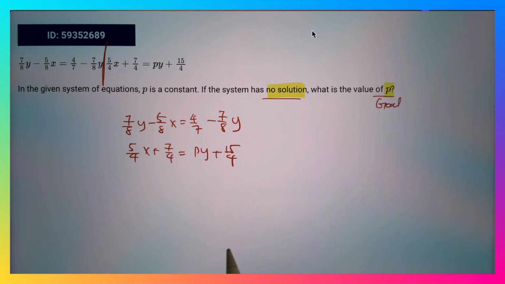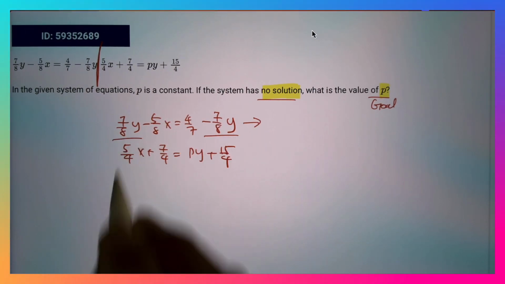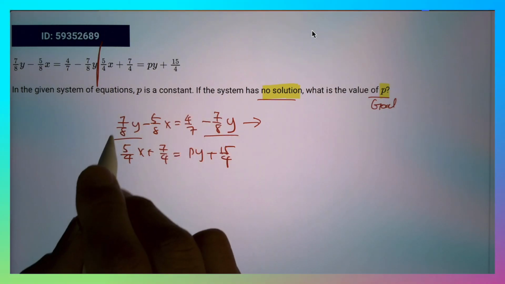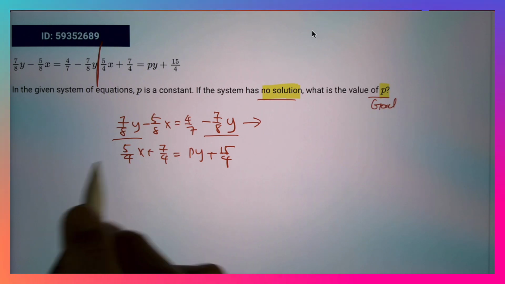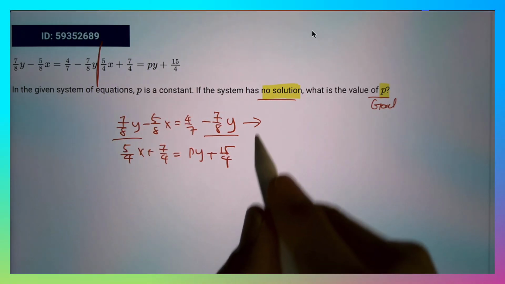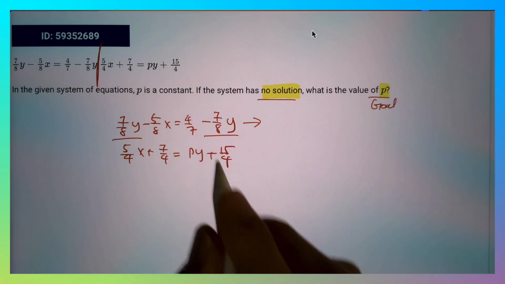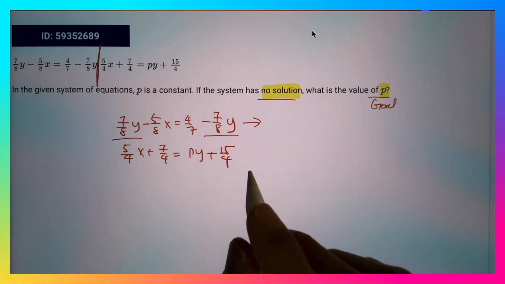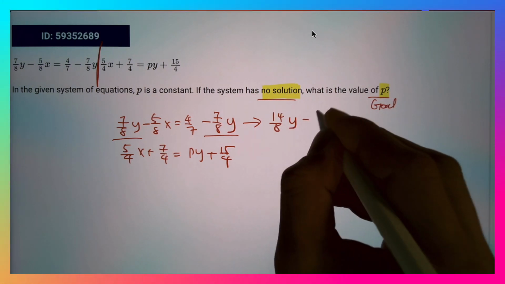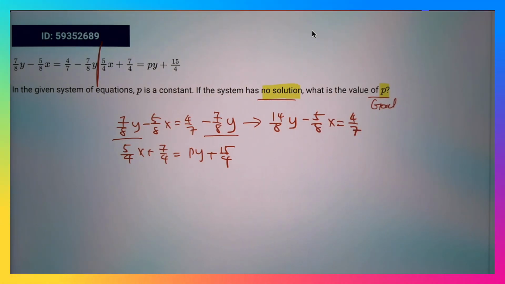both top and bottom. Now the top equation, I do see that y's can combine. If I move this to the right or to the left, it doesn't matter. I like positive numbers better, so I'm going to move it to the left. So it changes the sign. It's the same thing as adding 7 over 8y on both sides, and that's going to give us 14 over 8y minus 5 over 8x is equal to 4 over 7. So that's the top equation.